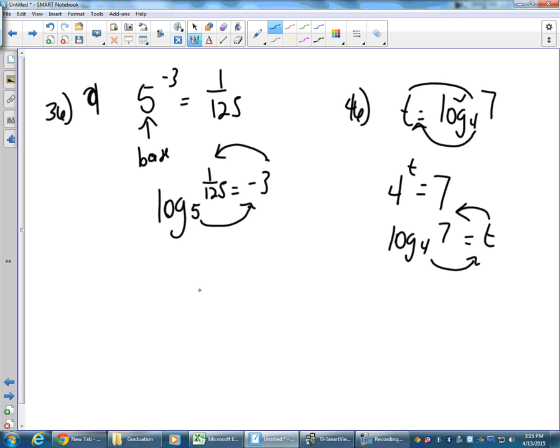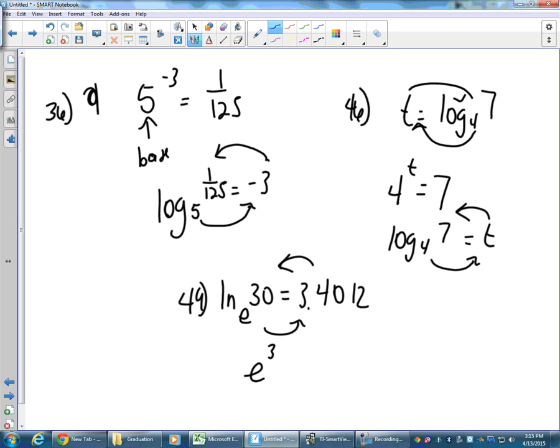Some of these are natural logs, like 49. The natural log of 30 equals 3.4012. So this base here is e, so it's e to the 3.4012 equals 30. And you can always test these on your calculator, especially in these that have numbers, and make sure you've written them correctly before you choose that.